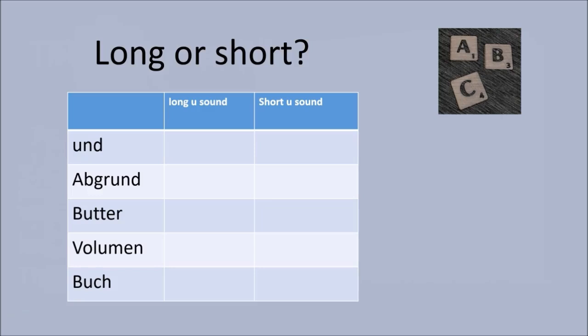And here's the answer. Und, Abgrund, Butter, Volumen, Buch.